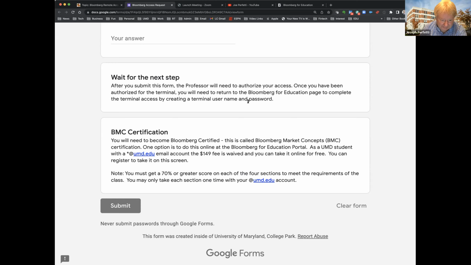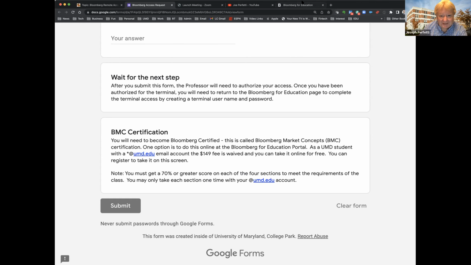Now, typically they charge $149 for the online certification. The cost to you as a UMD student is free, but the only way they waive this $149 fee is if you sign up for the portal with a umd.edu email account. If you do not use a umd.edu email account, you don't waive the $149 fee, and I will not give you access to Bloomberg. So you must use a UMD email.